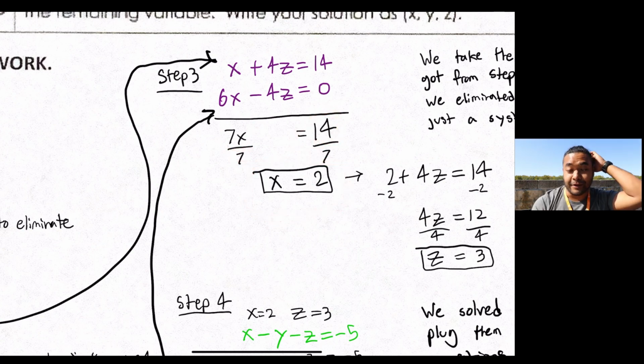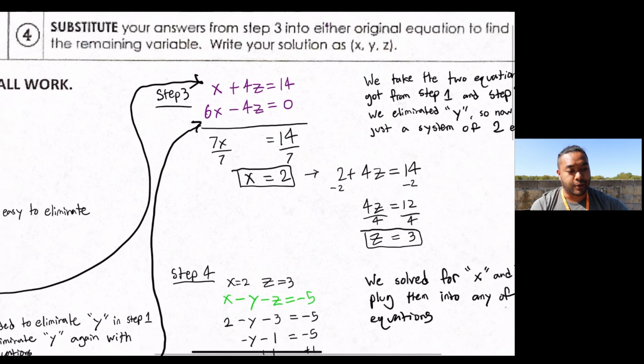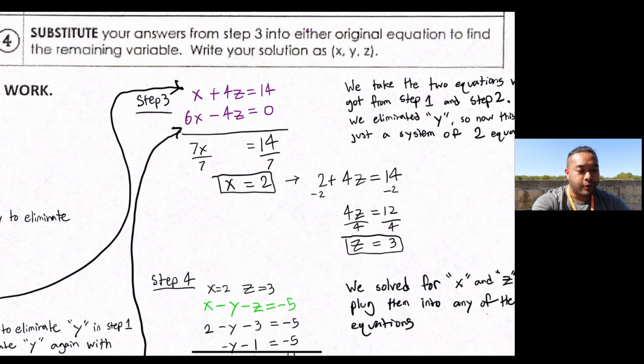So perfect, we found our first variable. The next step we need to do is find the second variable. The easiest way to do that: we've already solved these two equations that we know are true, and they're in terms of x and z. So if I take this x value that we found, x equals 2, and plug it back in, we'll get z equals 3. I plugged x equals 2 into the top equation here: 2 plus 4z equals 14. So now I have two variables: x equals 2 and z equals 3.